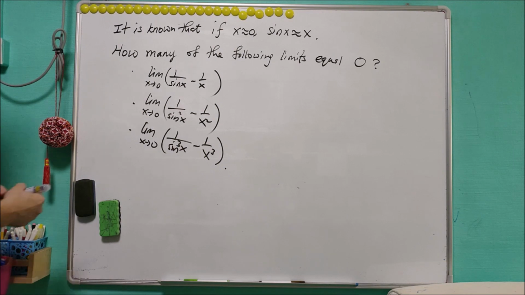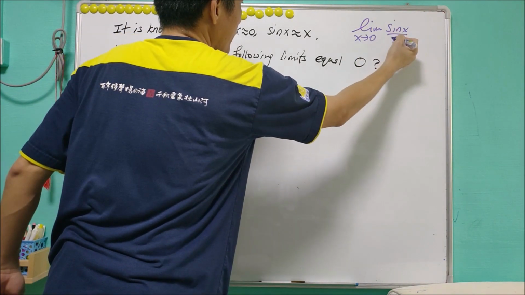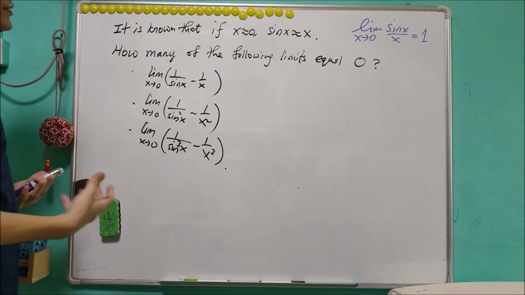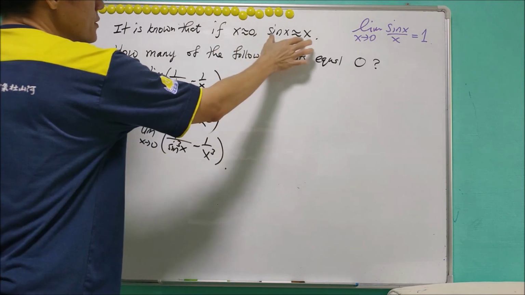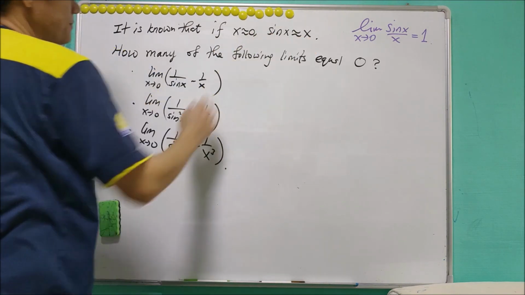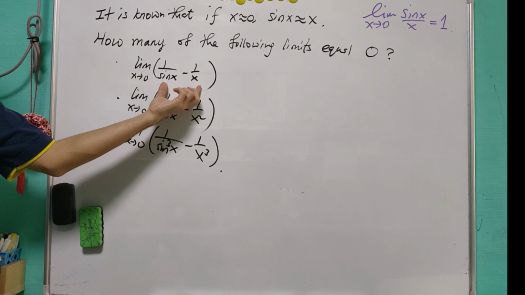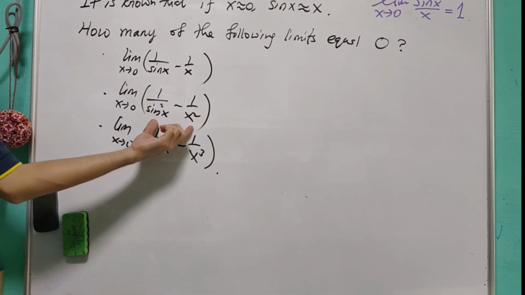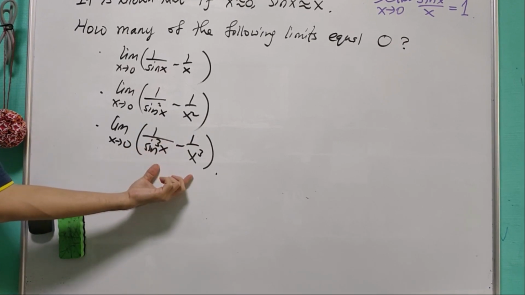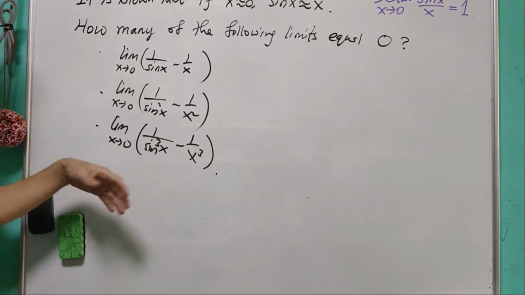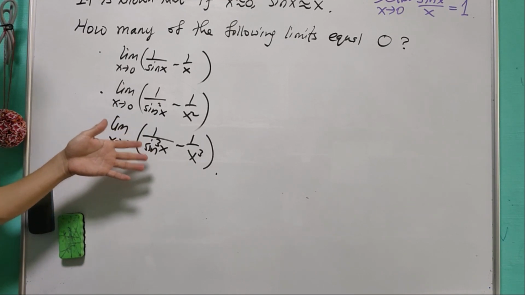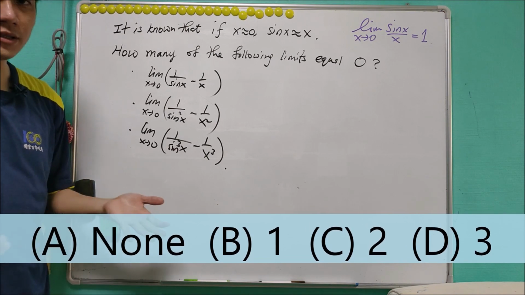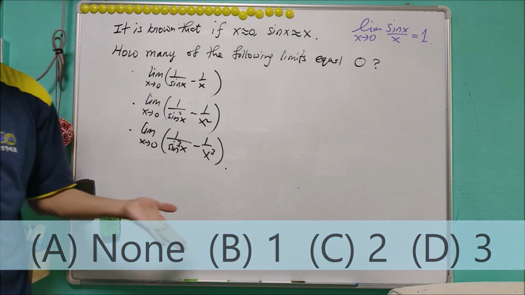It's well known that the limit of sin x over x when x goes to 0 equals 1. In other words, when x is small enough, sin x is about x. Then what will happen to the difference of the reciprocal, the difference of the square of the reciprocal, and the difference of the cube of the reciprocal? How many of them will actually equal 0? And the answer choices are A, none of them, B, 1, C, 2, and D, 3. What do you think?